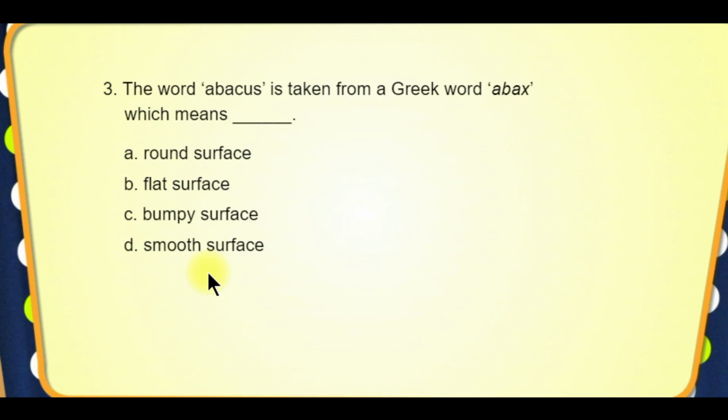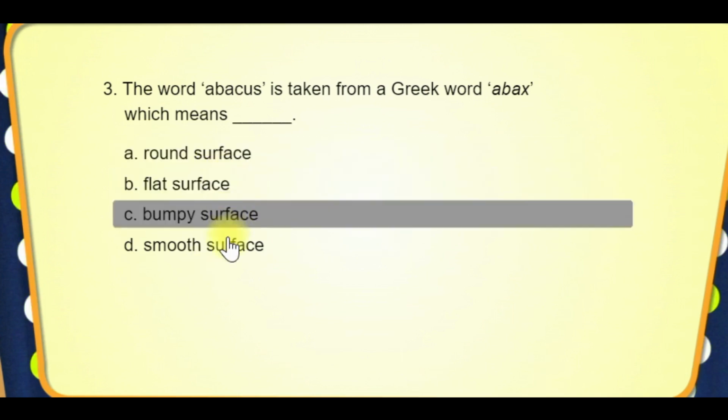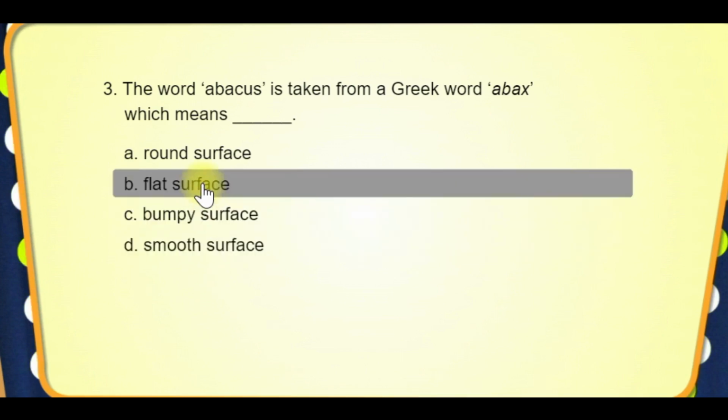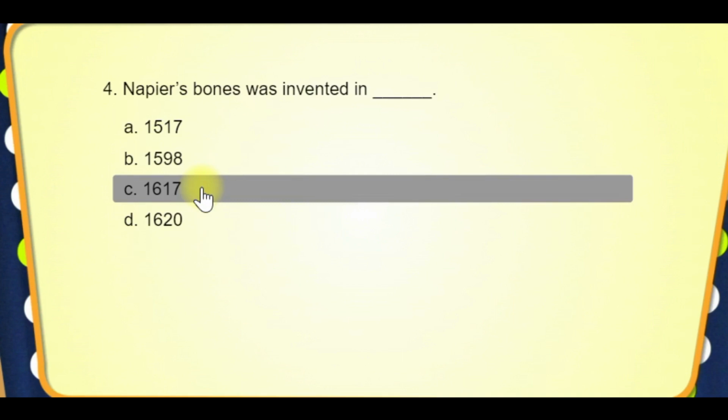Third, the word abacus is taken from a Greek word abax, which means option A, round surface. Option B, flat surface. Option C, bumpy surface. Option D, smooth surface. Correct answer, flat surface.